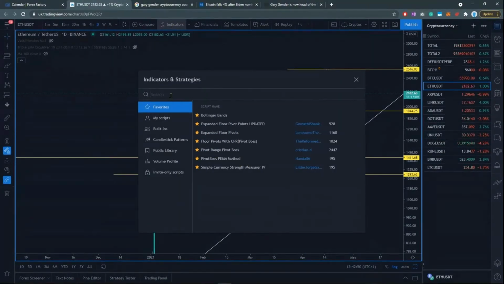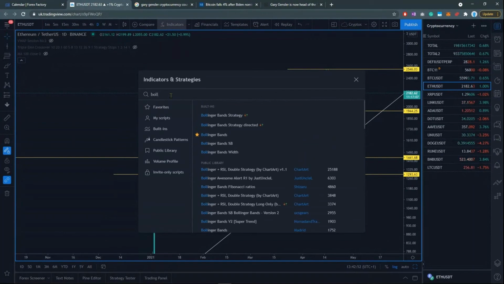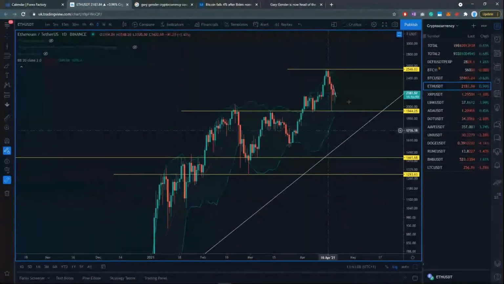Bollinger Bands are a volatility type of indicator. It's showing me how volatile a particular asset is. Depending on the time frame you're on will also depend on how you form your Bollinger Bands. But what it's showing me is based on a standard Bollinger Band, where you have the midline.